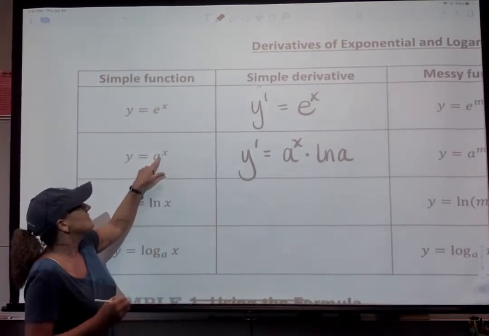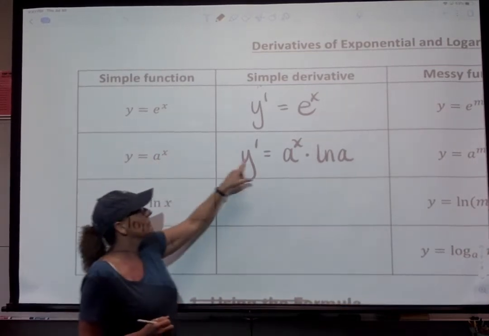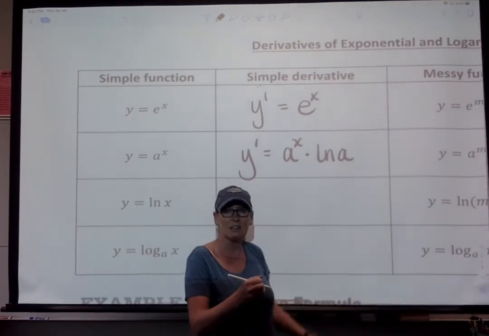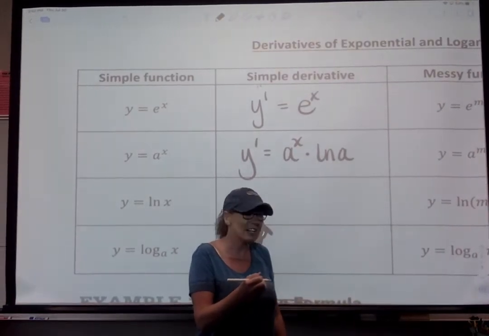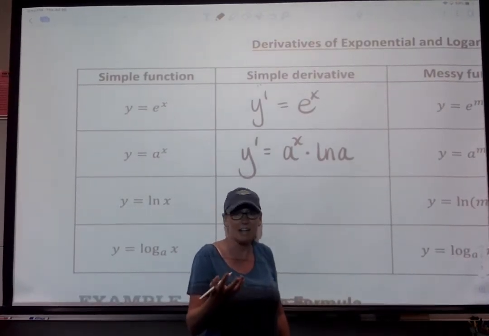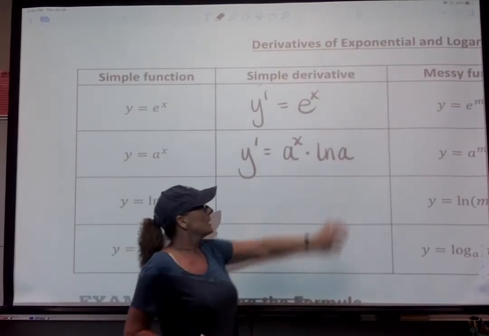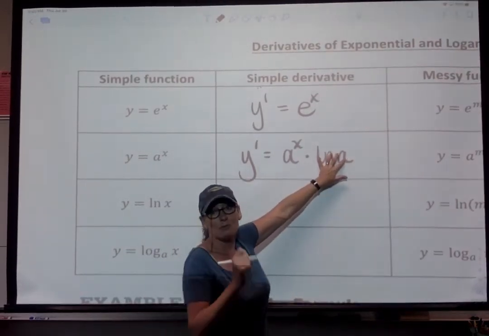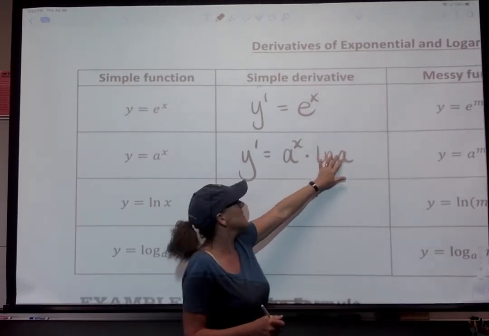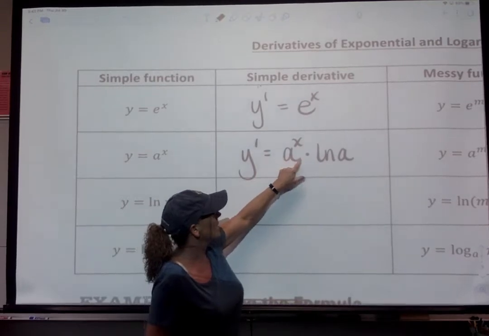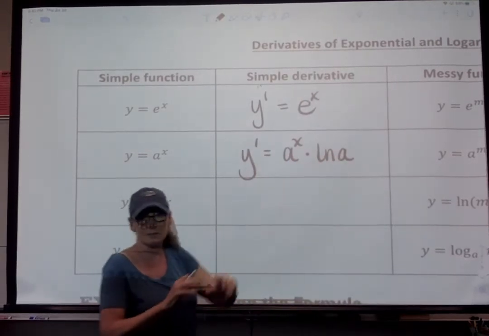If this were 7 to the x, its derivative would be 7 to the x times natural log of 7. What is natural log of 7? I don't know. I would need a calculator to find out, but it's a constant. Okay? So, in fact, if it's a constant, some of you would prefer putting this out in the front. But just leave it like that.